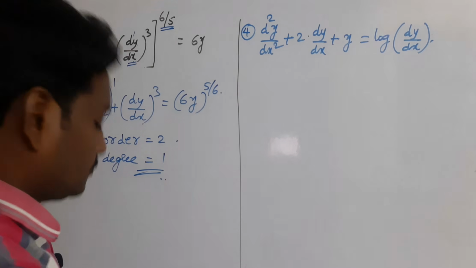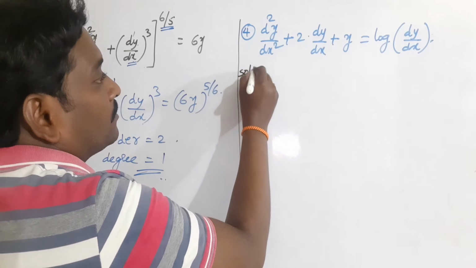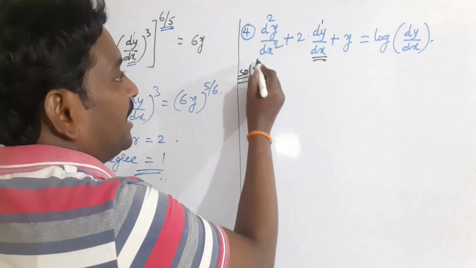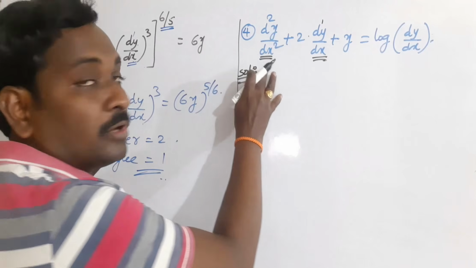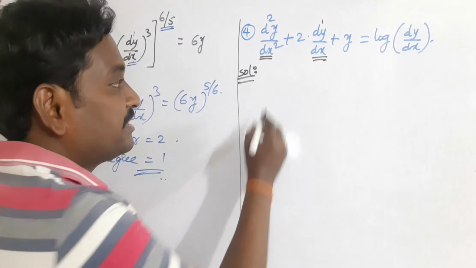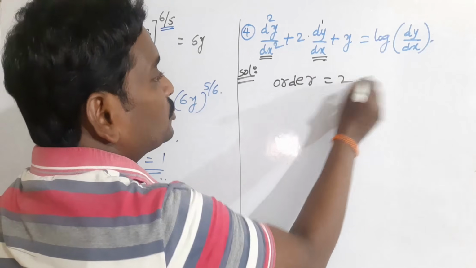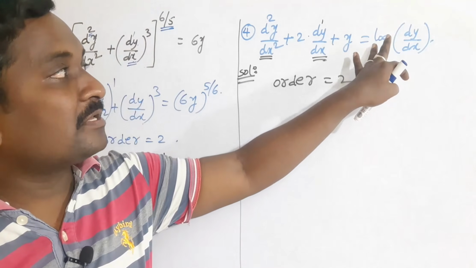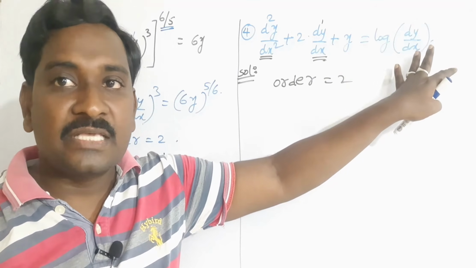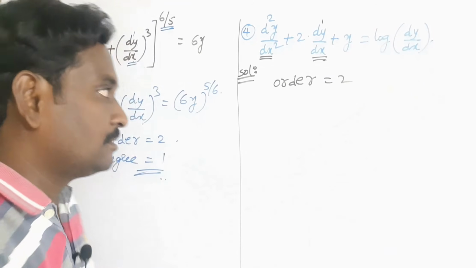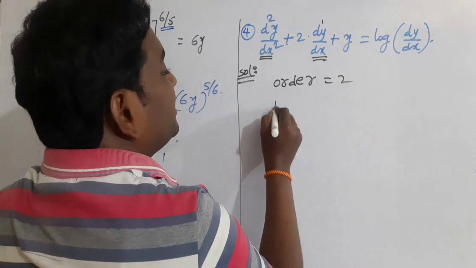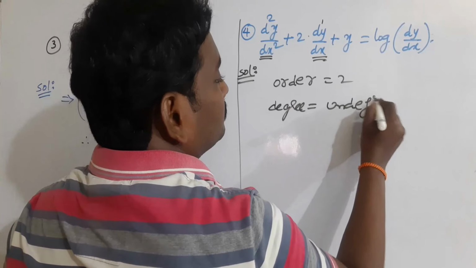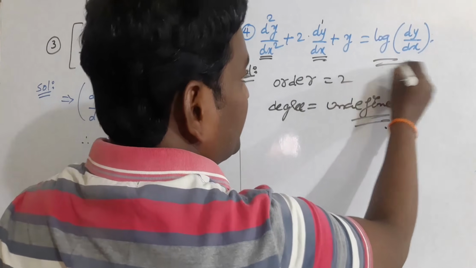Now look at this example. Fourth one. Clearly here also, this is the first derivative of y with respect to x, and this is the second derivative of y with respect to x. Only the second derivative is the highest derivative involved in the given equation. That's why what is the order? Which is 2. But what about degree? Here the right hand side term contains log of dy by dx. So in such cases we can't decide the degree. So degree is undefined. Degree is equal to undefined. Don't forget it. Very, very important one.